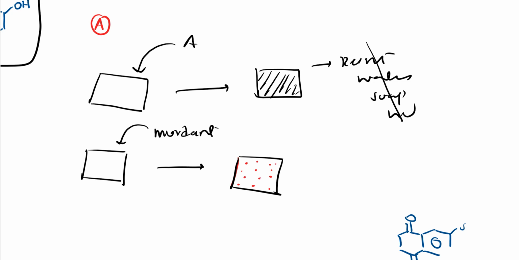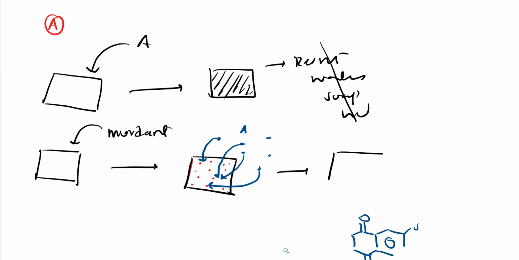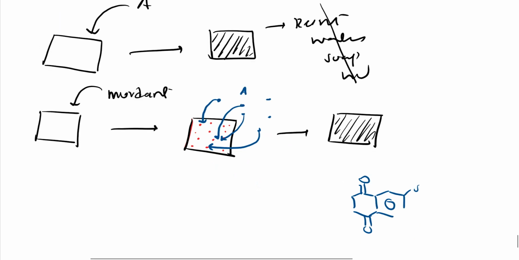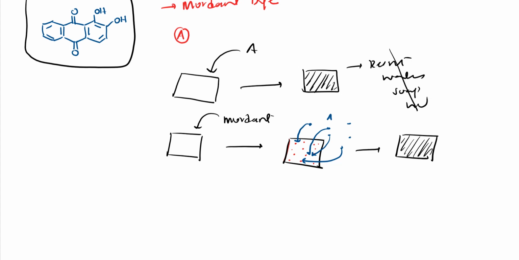Further, I will add this alizarin. These are alizarin molecules, let us assume. This alizarin has more affinity to the mordant, so the mordant holds the alizarin strongly, because of which we finally get the fabric colored. This process is called the mordant dyeing method. These things we have studied. I hope you got it. This is how the process happens.